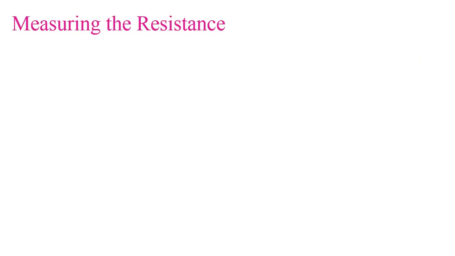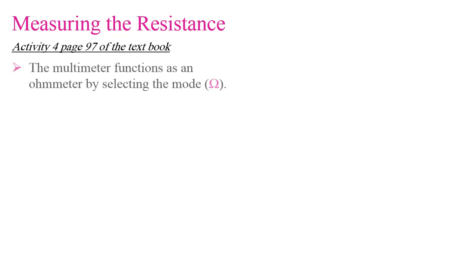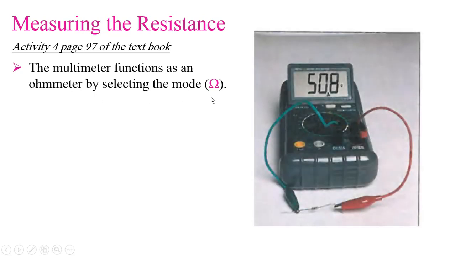The last point which we will discuss in this video is measuring the resistance. As you know, we can measure the voltage using a voltmeter, and we can measure the current using an ammeter. Similarly, a multimeter that functions as an ohm meter can be used to measure the resistance, and this can be done by selecting the mode ohm. This figure shows a multimeter connected to a resistor, and this is the ohm terminal and the COM terminal.